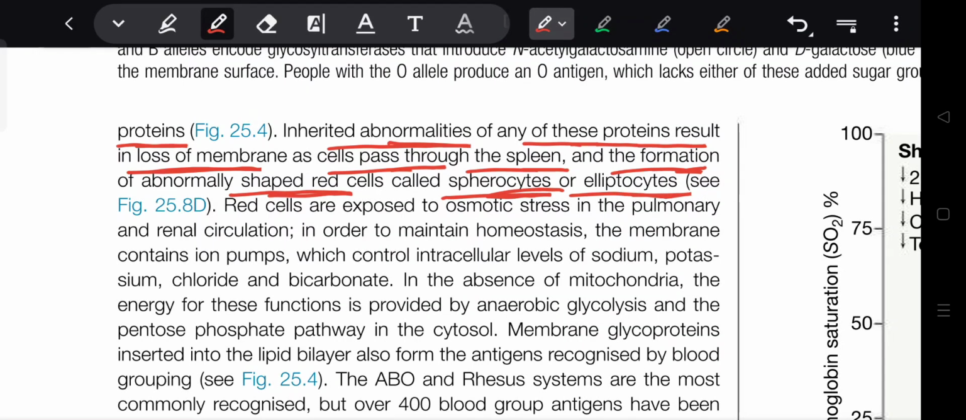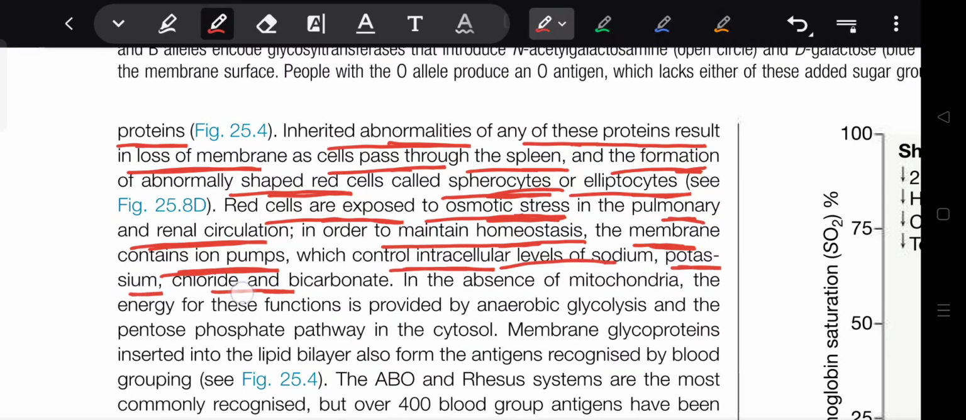Red cells are exposed to osmotic stress in the pulmonary and renal circulation. In order to maintain homeostasis, the membrane contains ion pumps, which control intracellular levels of sodium, potassium, chloride, and bicarbonate. In the absence of mitochondria, the energy for this function is provided by anaerobic glycolysis and the pentose phosphate pathway in the cytosol.